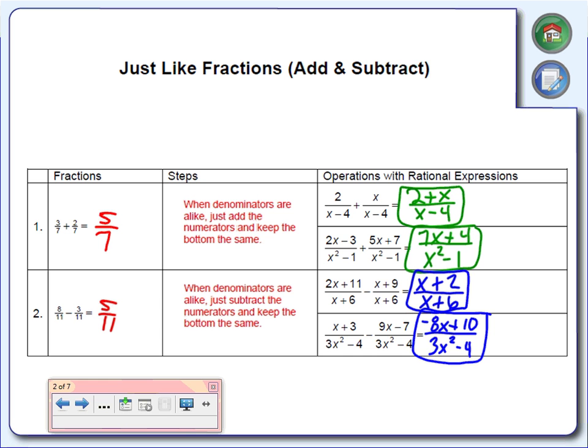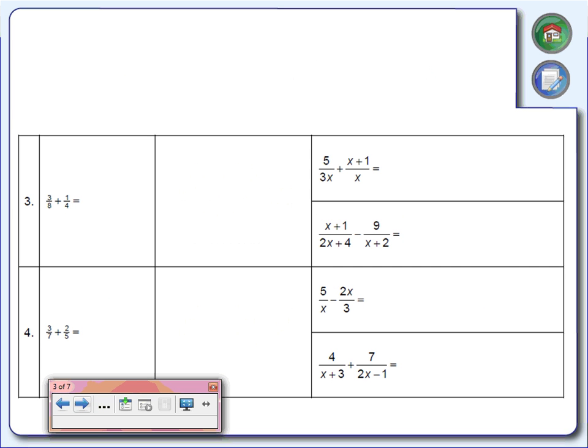All right, so these two examples is when we have a common denominator. Unfortunately, that's not always the case. Sometimes the denominators are not the same. So let's take a look at a couple of those. Number 3, we've got 3/8 plus 1/4. Obviously, they are not common denominators. Anybody happen to know what the common denominator here is? 8. Okay, so the denominator we're going to use is 8.